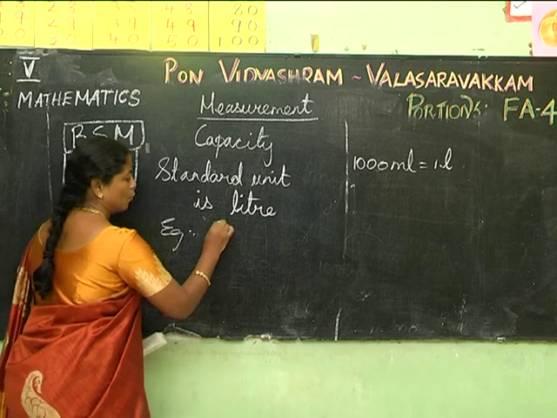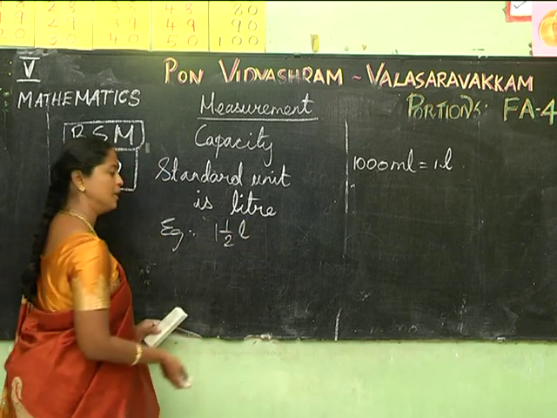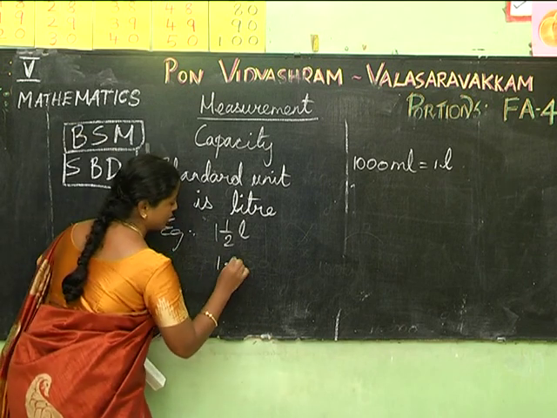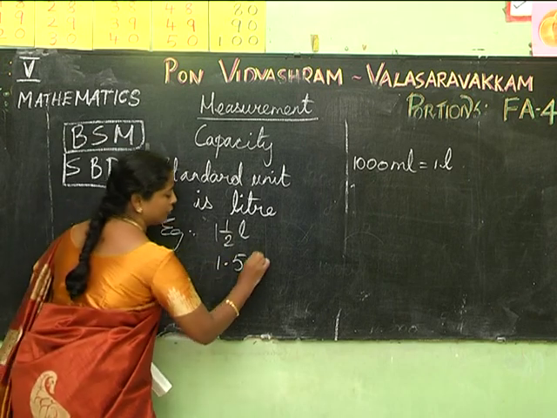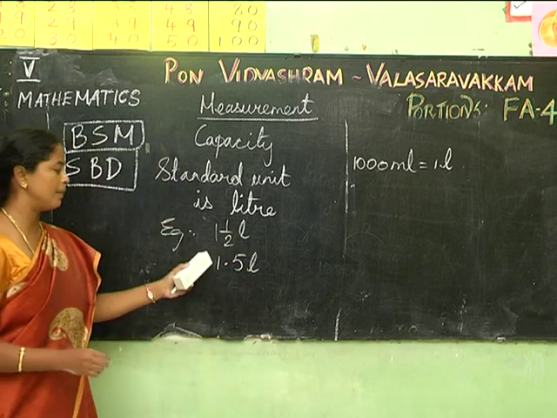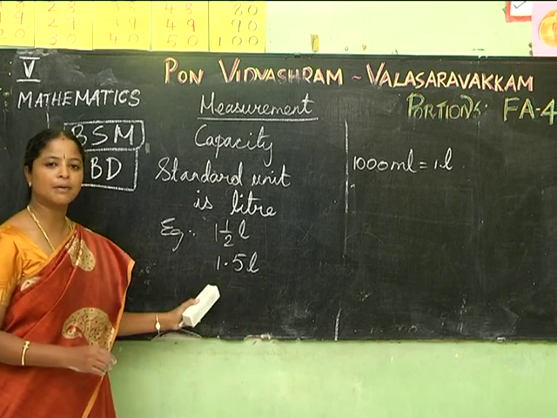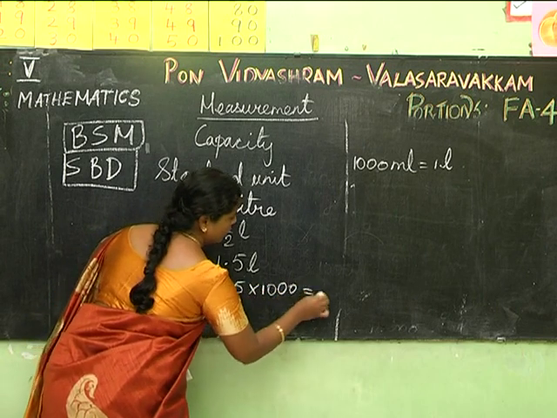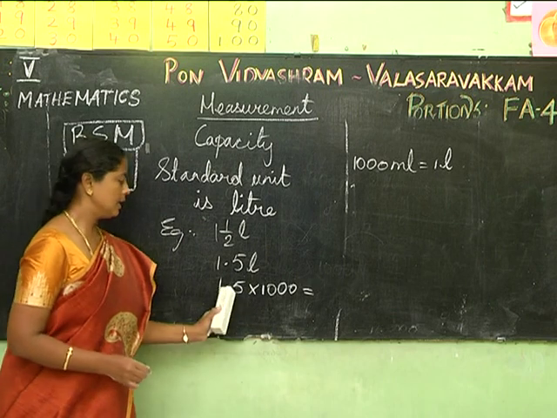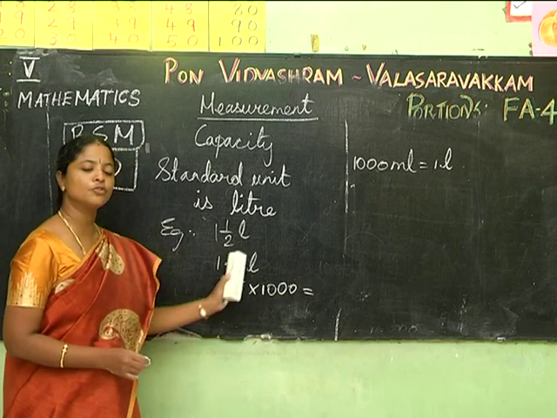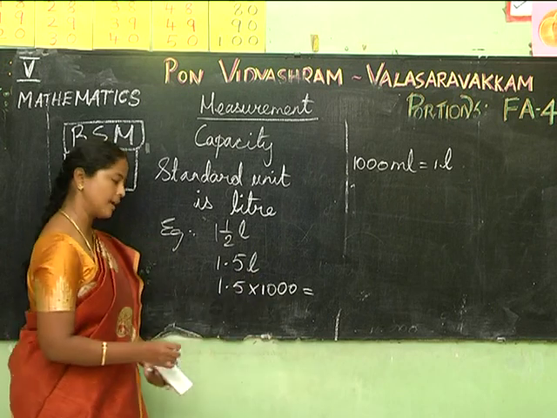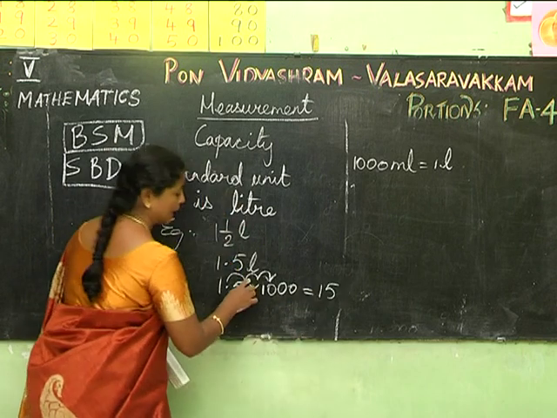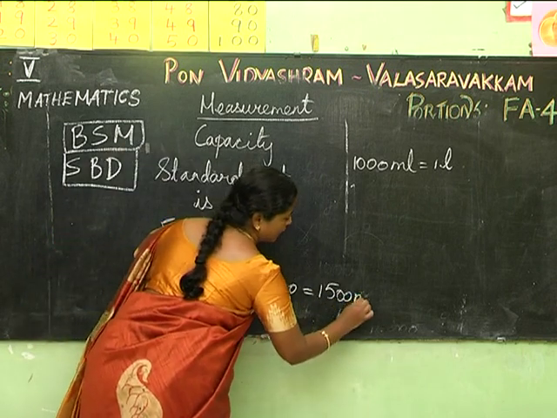Example, I have 1.5 liters of milk. 1.5 liters of milk in milliliter will be, I can write it as 1.5 liters. Whenever you convert from liter to milliliter, multiply by 1000. 1.5 into 1000. Whenever you multiply a decimal with 1000, the decimal point moves towards the right. So I will move 3 places towards the right. Now it will be 15 and 2 zeros here. So 1500 ml.